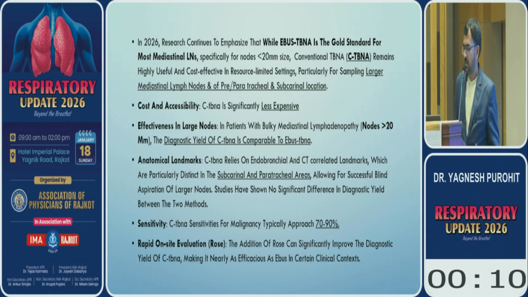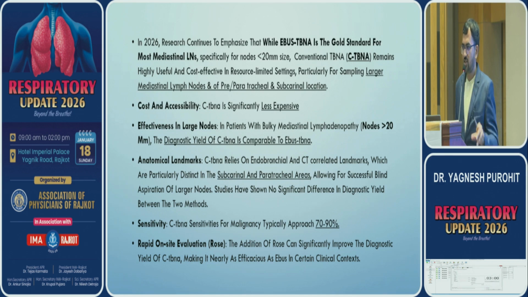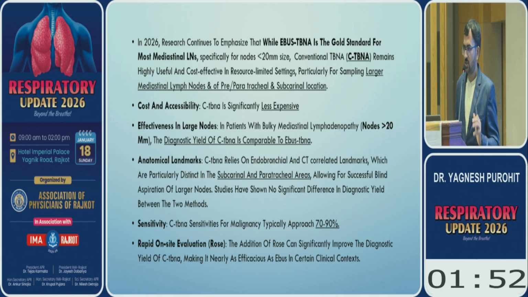In 2026, research continues to emphasize that while EBUS-TBNA is the gold standard for most mediastinal lymph nodes, particularly for nodes less than 20 mm, conventional TBNA still remains highly useful and cost effective in resource-limited settings, particularly for sampling the larger nodes more than 20 mm and particularly for these locations, subcarinal and paratracheal. It is less expensive, the sensitivity for malignancy typically approaches 70 to 90%, and with the addition of ROSE, we can increase the yield further.